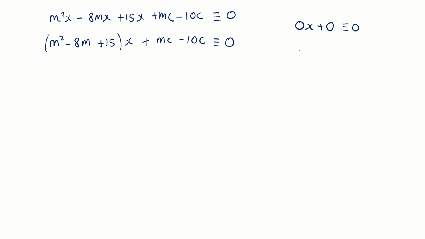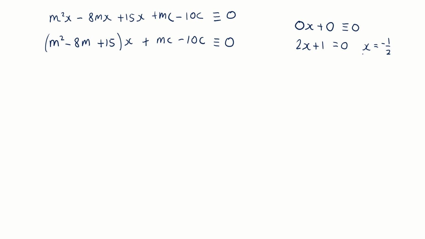To understand the logic of why that is the only case that works, have a think back to equations. If you got the equation 2x plus 1 equals 0, it can equal 0, but only at one specific point, when x equals minus a half.